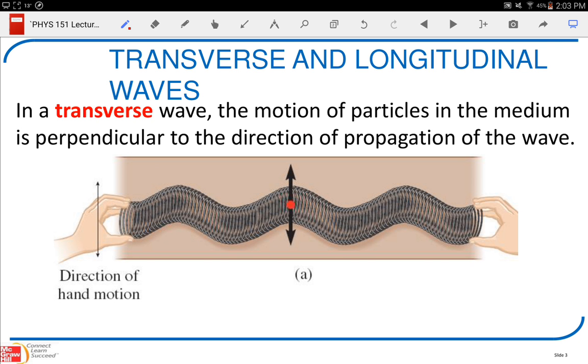But what direction is the wave traveling? It's going left to right. So it's traveling in a horizontal direction, but the actual motion of the particles is vertical. So the motion of the particles is perpendicular to the velocity. So the velocity is like that of the wave, but the motion of the particles is vertical. When the motion of the particles is perpendicular to the velocity, we call that a transverse wave. Examples of a transverse wave include a wave on a string or an electromagnetic wave.